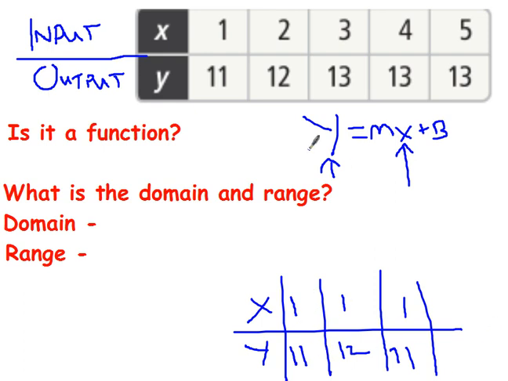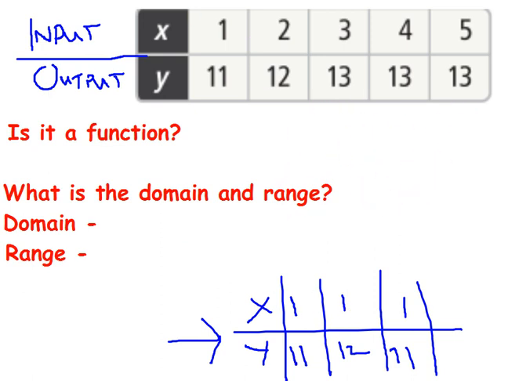Because if you do the math, you're going to get the same result each and every single time. But as soon as I get a different output, it's no longer a function, because that means it doesn't have an equation that it's just following. So this doesn't have a particular rule. This is some weird stuff going on, and this would not be a function.